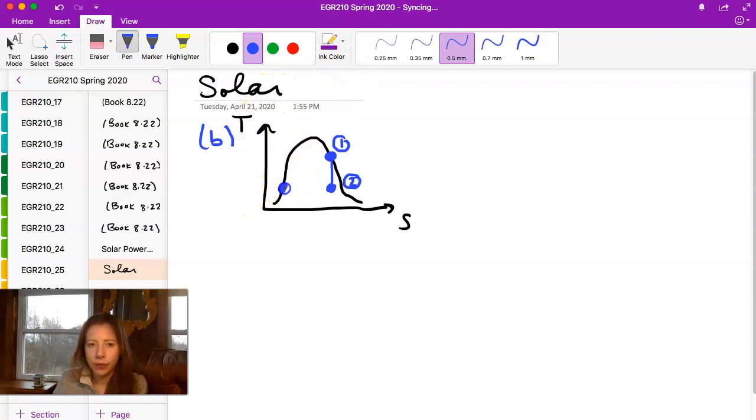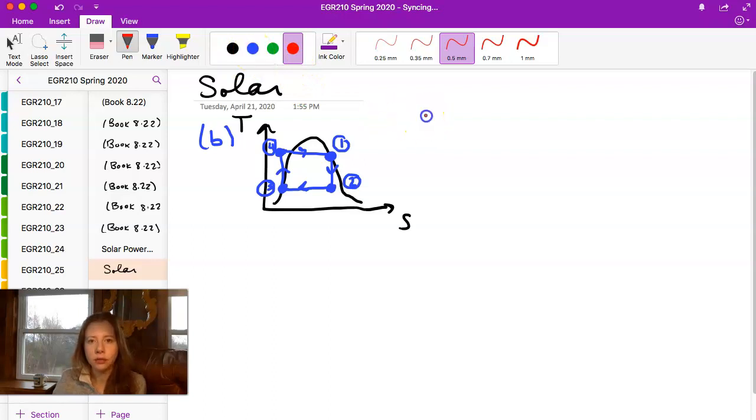3, we're at constant temperature, and our quality is going to be 0. And 4, we're up here. All right, so that's our sketch. And so now let's go ahead and evaluate our properties at each state.